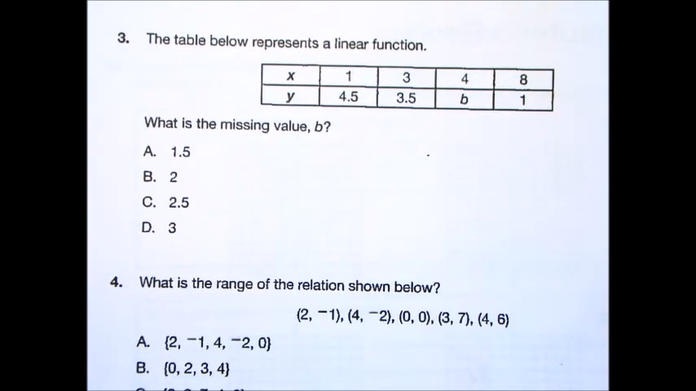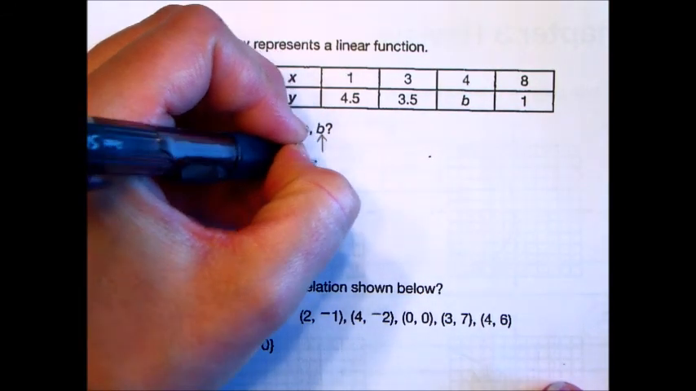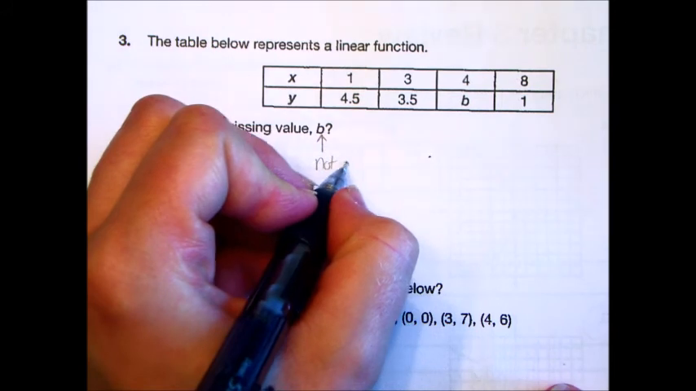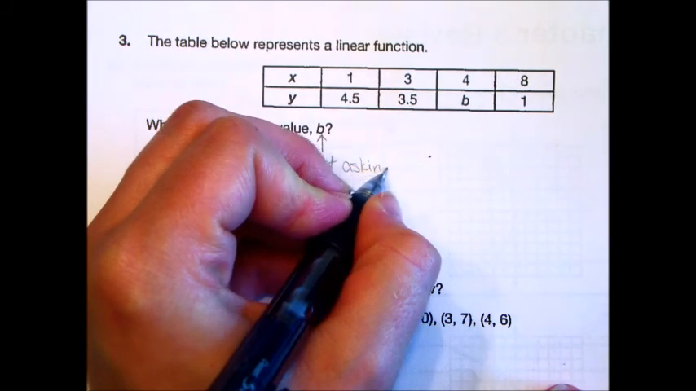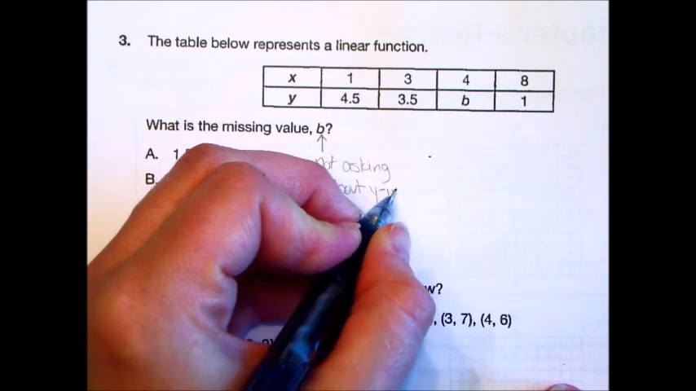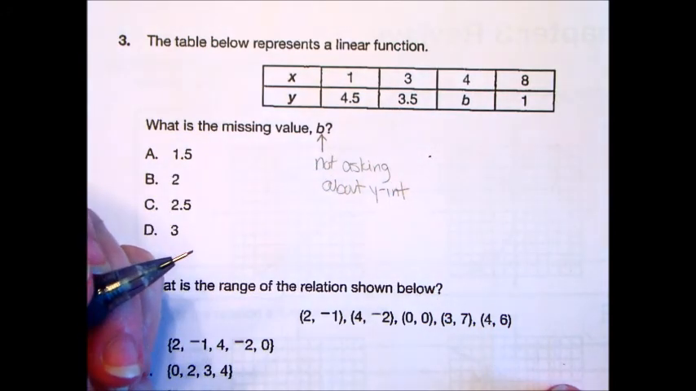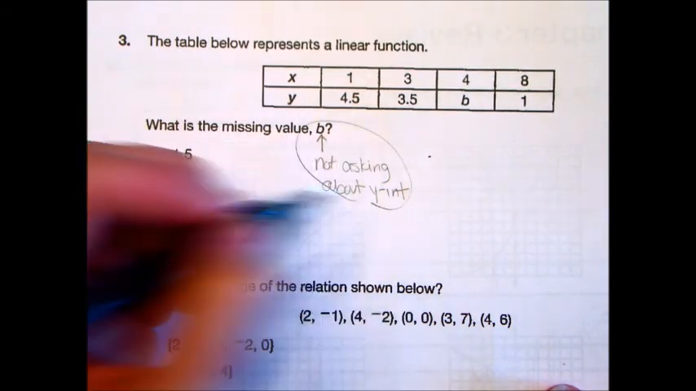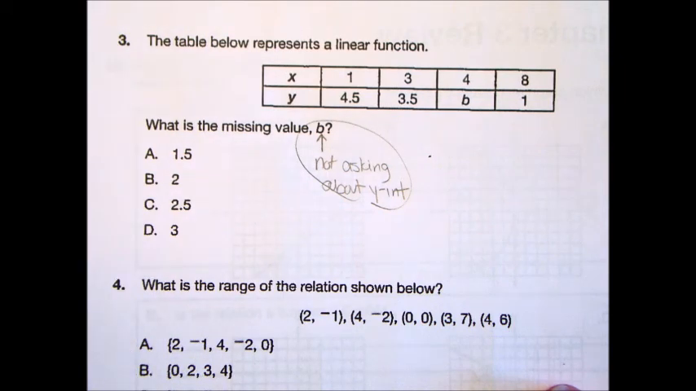Alright, number 3. The table below represents a linear function. What is the missing value b? This here is not asking about the y-intercept. I think that's super sneaky. Oh, by the way, if I write something down, it's not because I don't know what it means. I'm writing it down because you probably didn't know that, which means you should write it down.